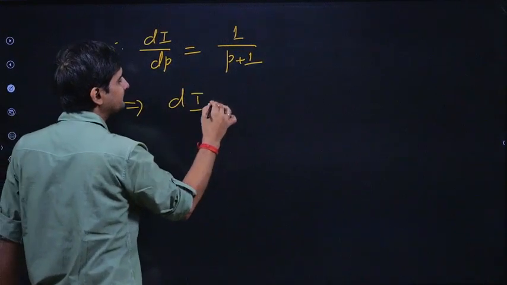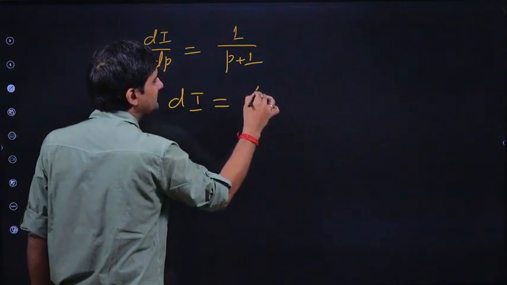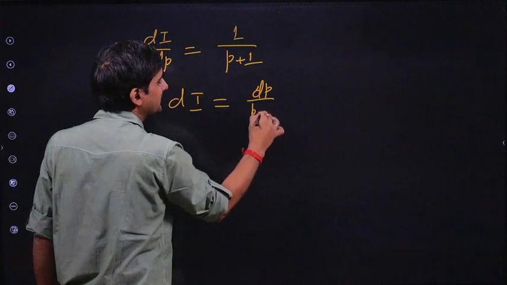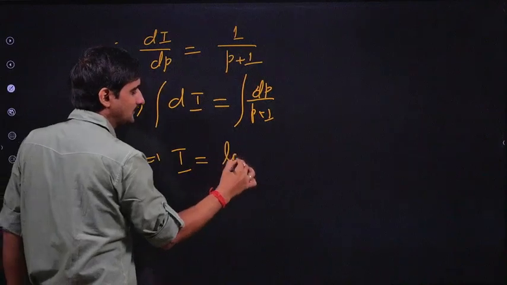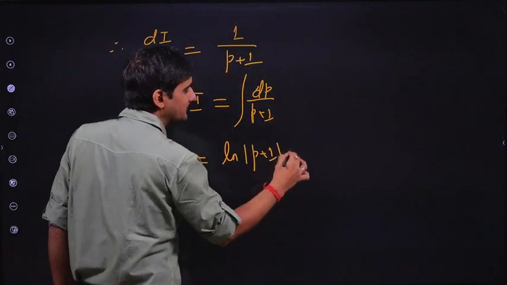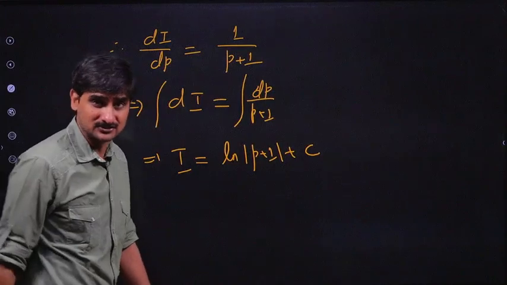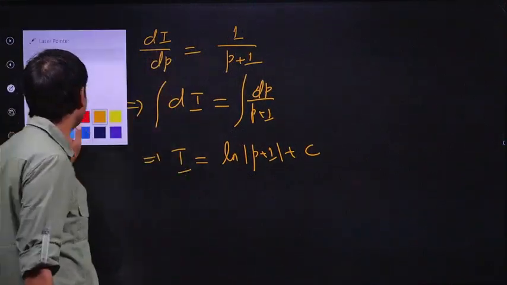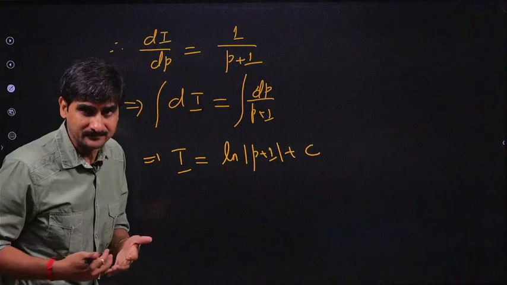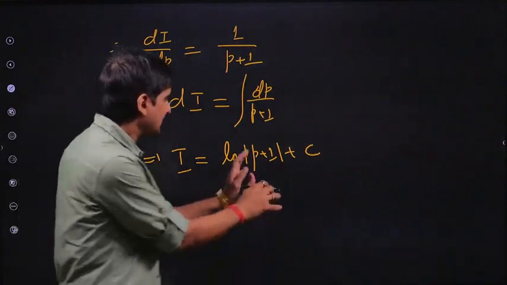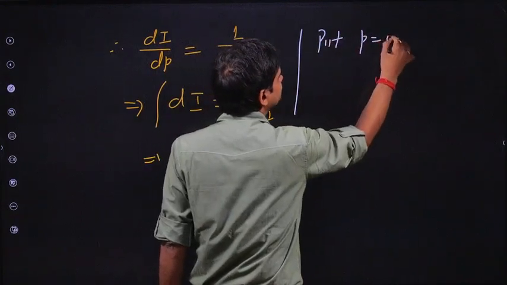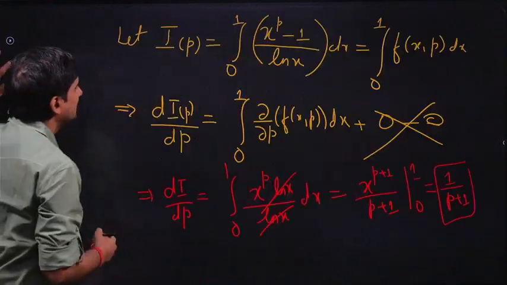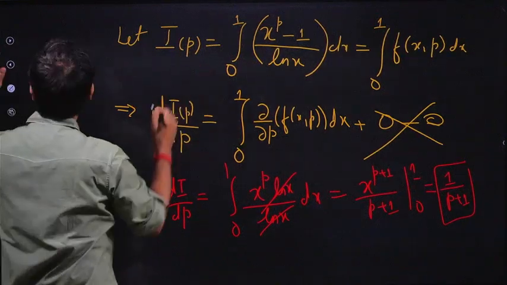So dI is dp over p plus 1. Integrating both sides, we get I here, ln of p plus 1 here, plus of course one indefinite integral constant c, because now we are integrating indefinitely. Now to get c, I will put p equal to 0. Put p equal to 0. So I0 will be how much?